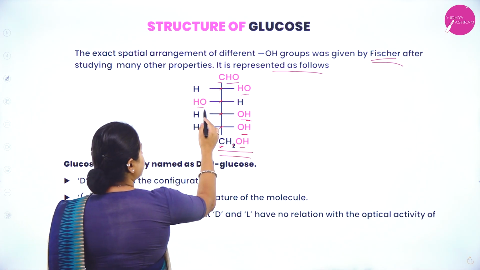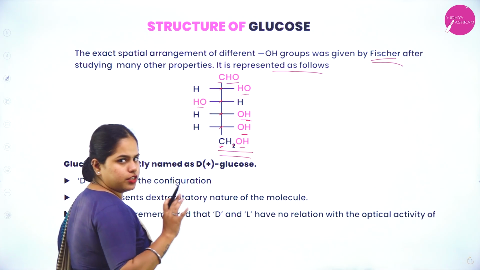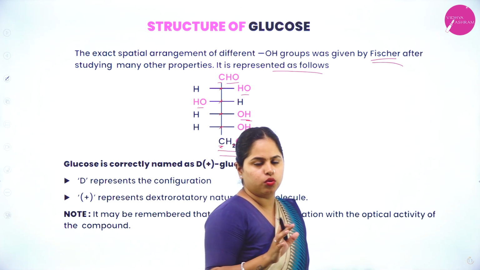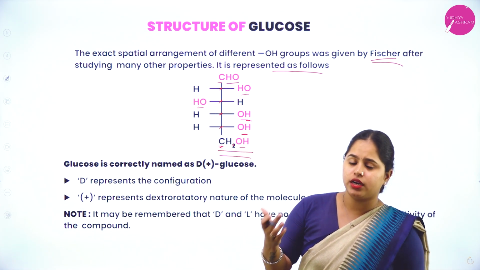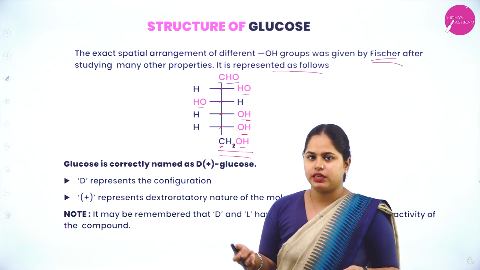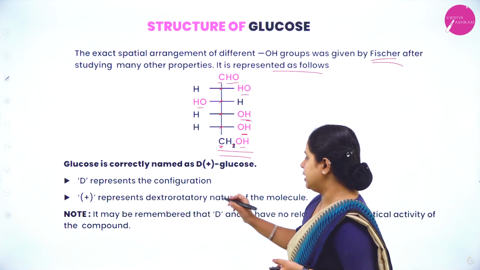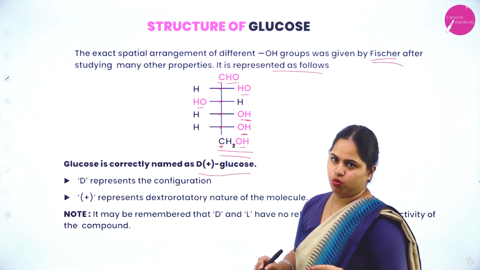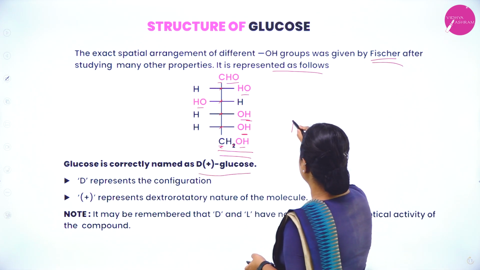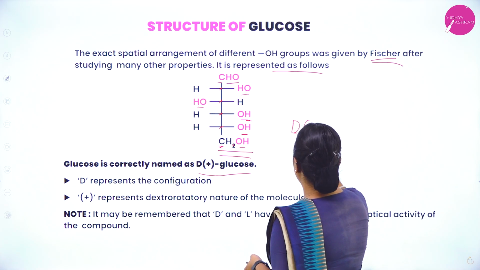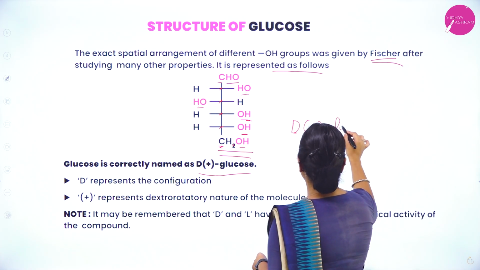But on the third carbon atom, it is written on the left side. So this is the structure of glucose. Now why it is like that and how you can differentiate which structure exactly this is, let's understand. Glucose is correctly named as D plus glucose. So it's not just written glucose, it is mentioned as D plus glucose.